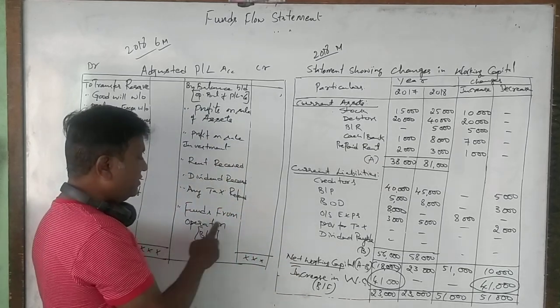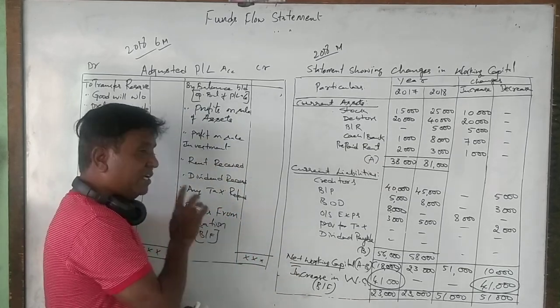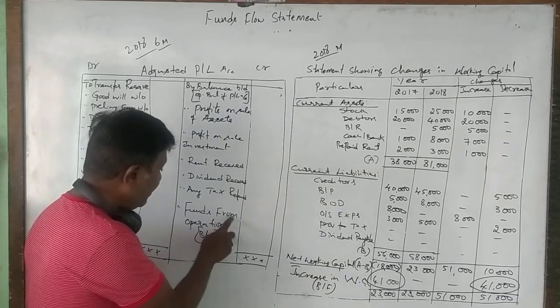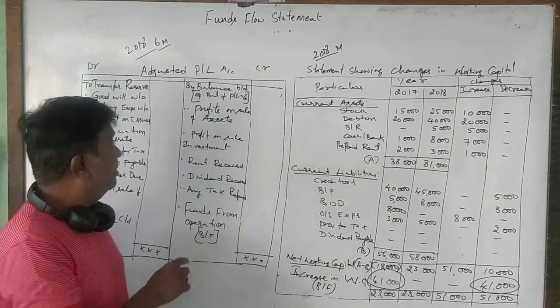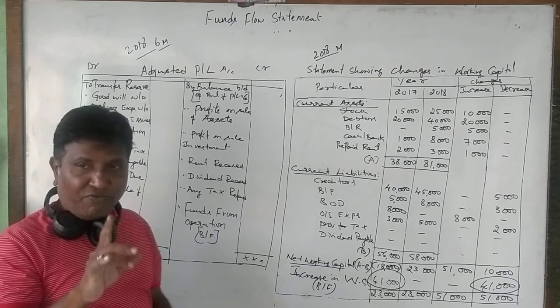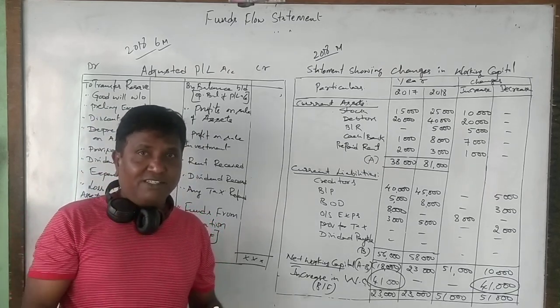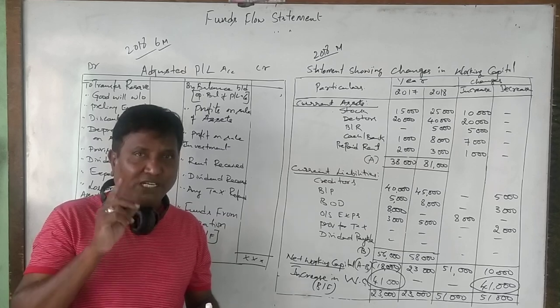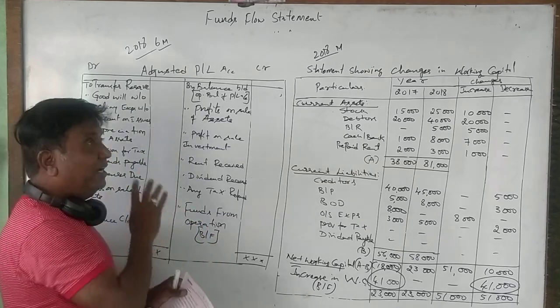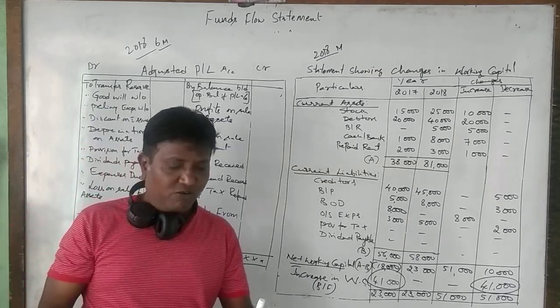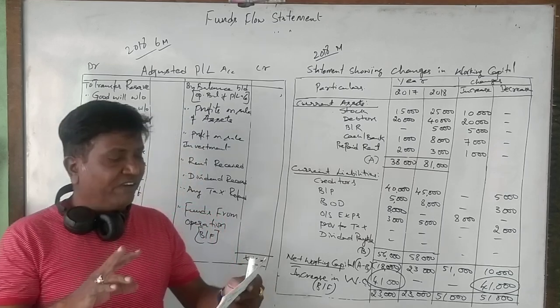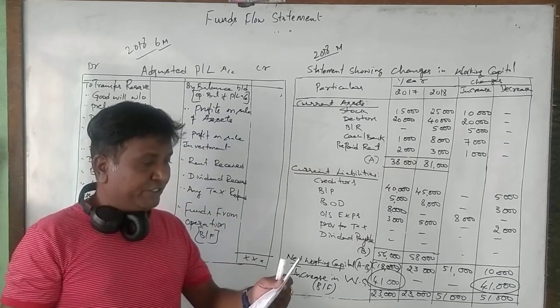When you are asked to find out funds from operation, definitely we need to prepare the adjusted profit and loss account. Please don't forget this. Now let us see, he has given 2017 and 2018 information.